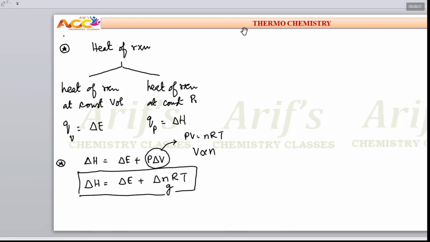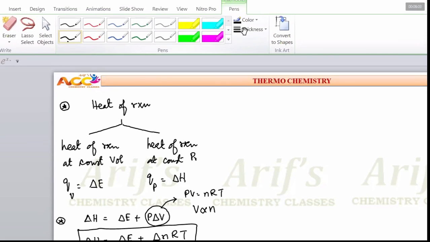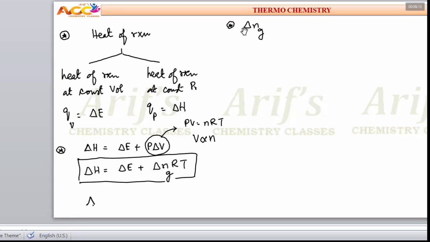Okay, very good, sir. Once you have this, then you may have one more question, sir. What about the possible values of delta n? Yes, what is delta n? Delta n G. What is delta n G? Delta n G means number of moles of products minus number of moles of reactants, but only for gases. We should not count solids and liquids. Why? Sir, this whole discussion is based upon PV is equal to nRT. How can you apply this equation to solids and liquids? Therefore, we take only gaseous substances.